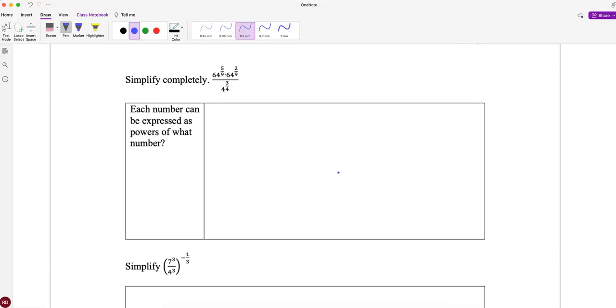Simplify completely. This one's a little bit more involved. In order to get this thing simplified, I need to write everything as powers of the same number. So I'm going to use the fact that 64 is 4 cubed. So I'm going to rewrite this. This is 4 cubed to the 5/9 times 4 cubed to the 2/9 over 4 to the 3/4.